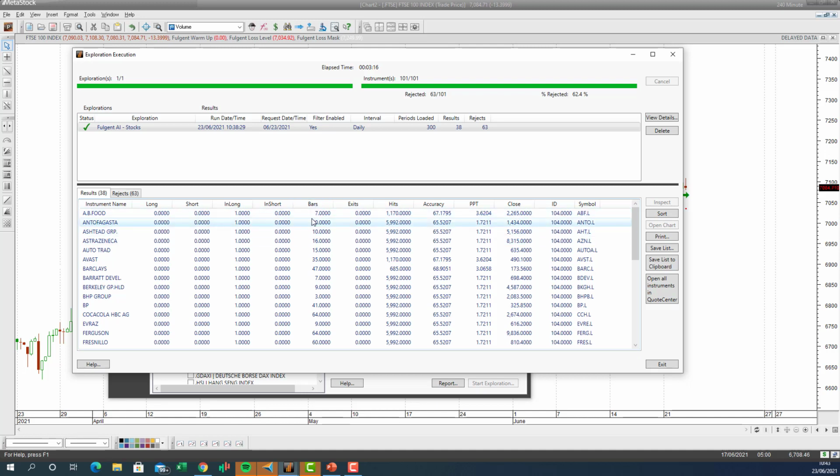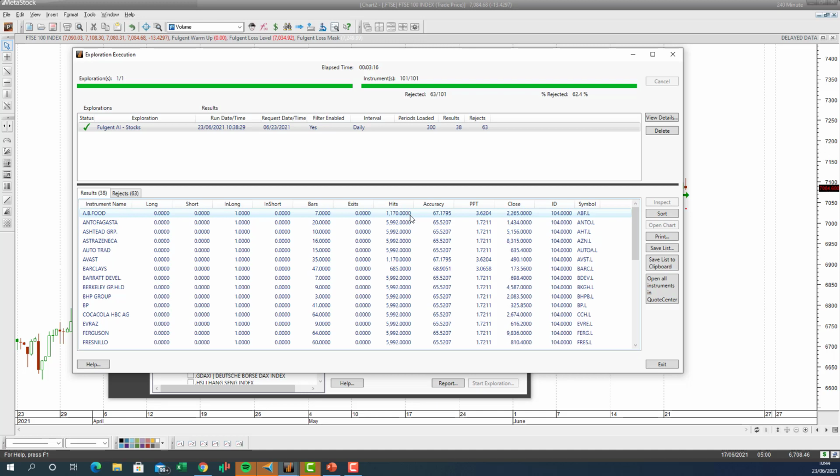Bars tell you how old this trade is: 7 bars into the trade, 20 bars, 47. So you've seen Barclays has been a trade for quite a while. Hits tells you how many times this AI found a high probability trade: 1,170 times in the testing period did this particular AI strategy on that instrument fire, with very good results.